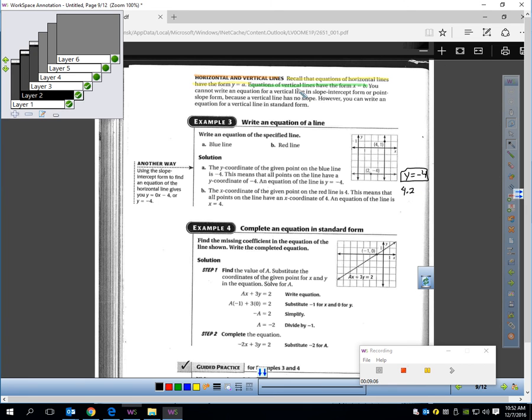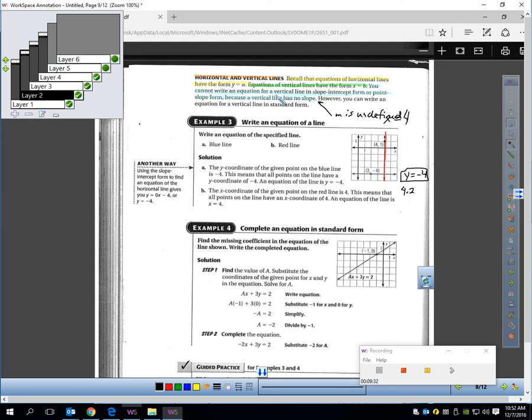A vertical line is a special case. It has the form x equals b. If you notice the red line here, and maybe I'll just kind of mark it a little bit in red. It's this one here. This line is 4 units to the right of the origin. Its equation is x equals 4. These two are special cases.